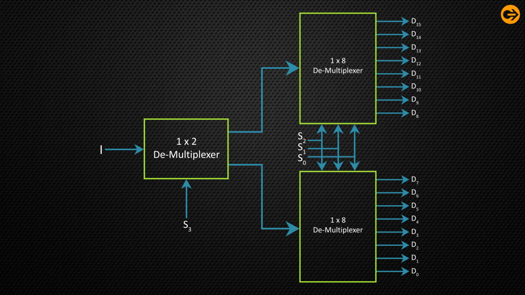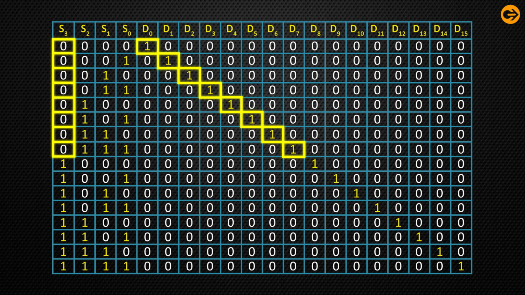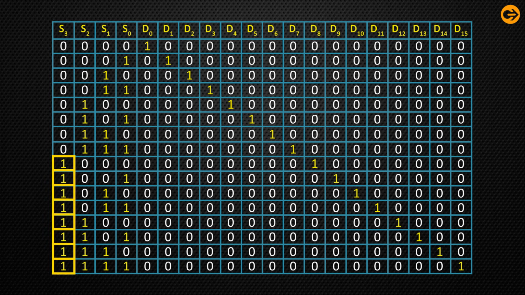Hence, the output will be, if the S3 line is 0, then in that case, one of the 8 outputs of the lower order demultiplexer that are D0 to D7 will be equal to the input based on the select lines S0, S1 and S2. If the S3 line is 1, then in that case, one of the 8 outputs of the higher order demultiplexer that are D8 to D15 will be equal to the input based on select lines S0, S1 and S2.